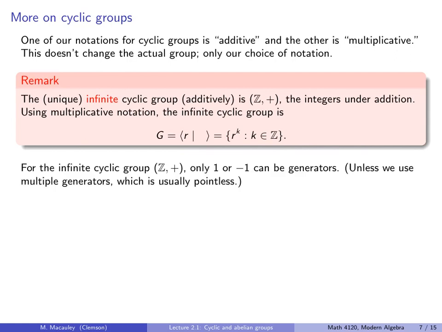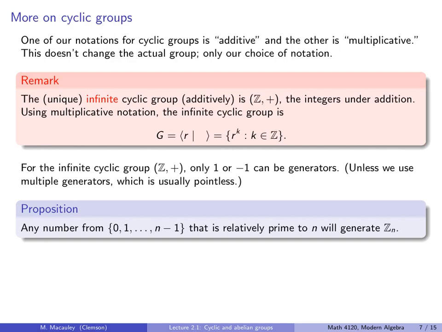For the infinite cyclic group, let's use additive notation now. Only 1 or negative 1 can be generators, because if you use anything else, if you start with 3, you can never get back to 1. If you start with 3, you generate 3, 6, 9, 12, and so forth, and their inverses. Of course, you can use multiple generators. You can use 2 and 3 as generators, and you can take 3 minus 2 to get 1, but that's usually pointless. If it's a cyclic group, we usually only want 1 generator.